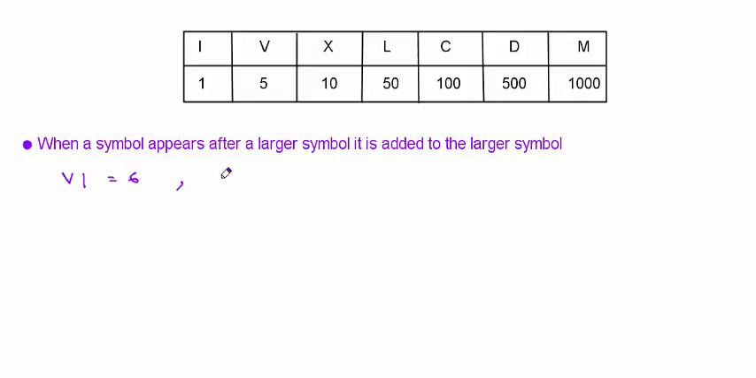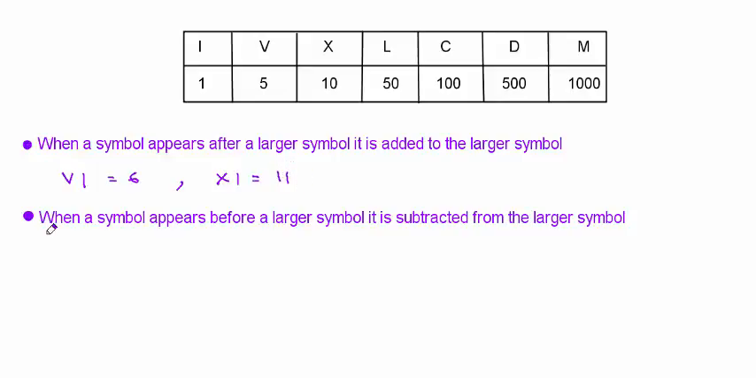Similarly, if you have X and then I, it indicates 10 and 1, and because 1 is after 10, you add them, so this is 11, and so on. When a symbol appears before a larger symbol, it is subtracted from the larger symbol. So let me just underline them. After a larger symbol, added, and before a larger symbol, subtracted.